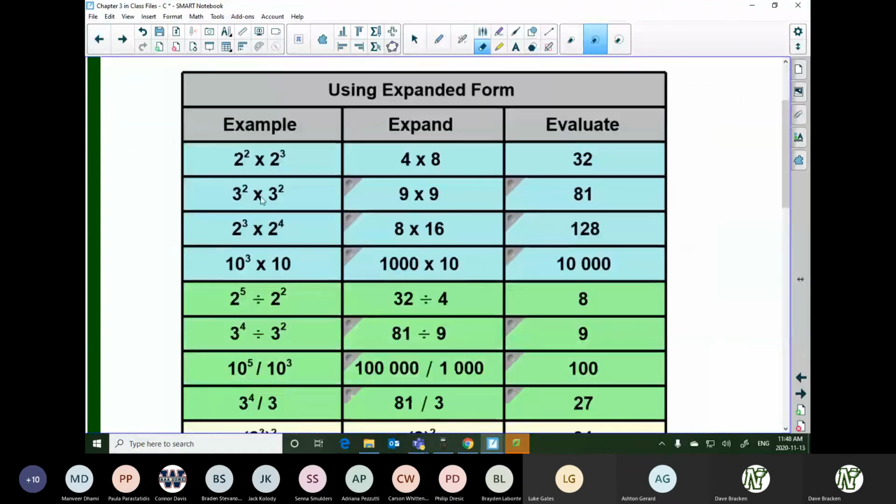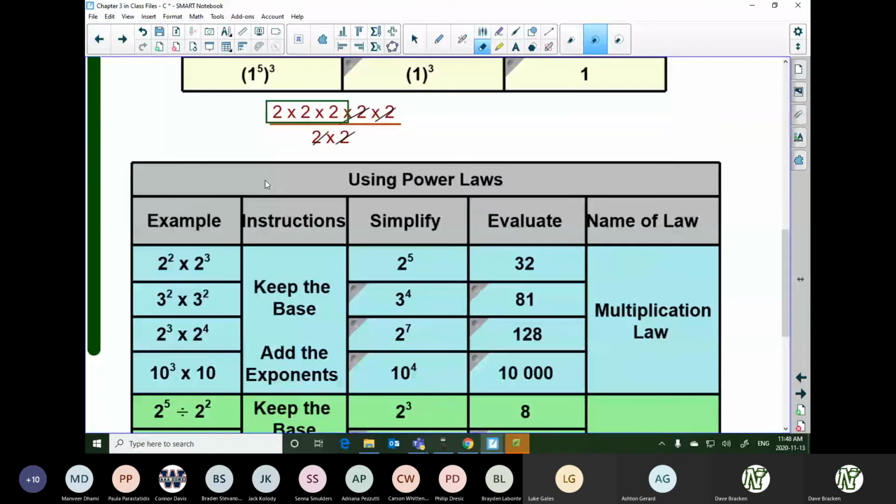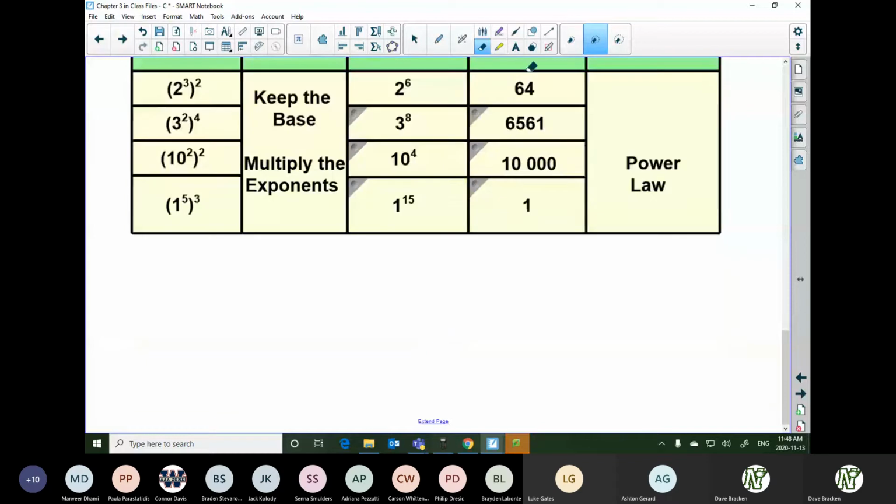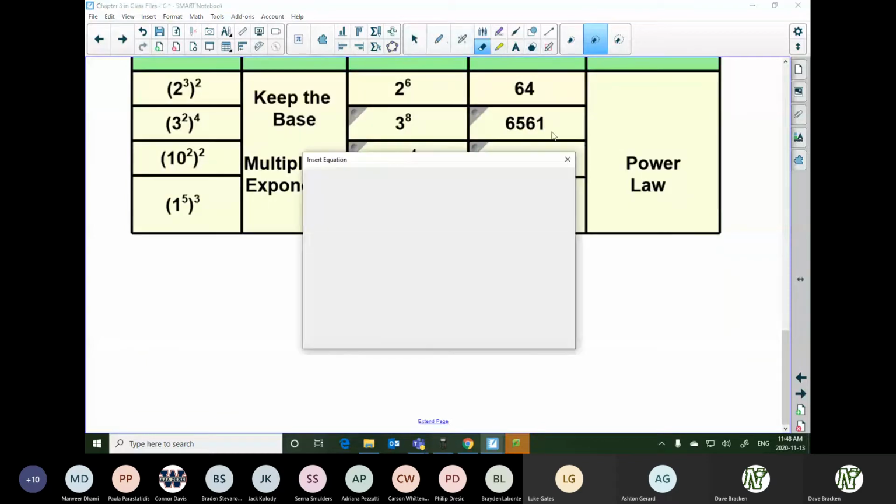And lastly, take a look at the very last examples we did. The exponent rule. If I went 2 to the power of 3 raised to the power of 2, then to show that 2 to the power of 3 raised to the power of 2 is just 2 to the power of 3 times 2 to the power of 3. That's what happens when you square. Let me just show you here. I'm going to open this up because I want you to understand this.